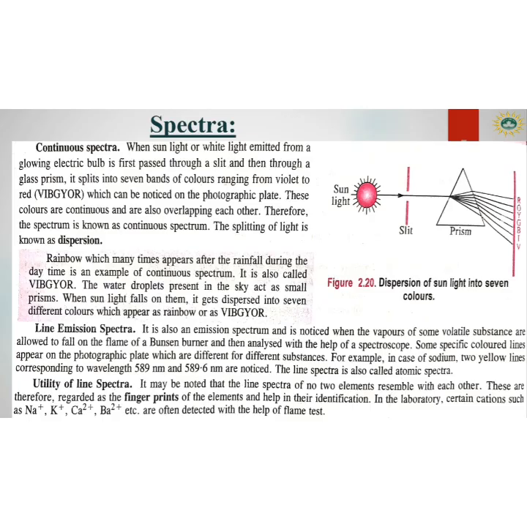Now, what is continuous spectrum? When sunlight or white light emitted from a glowing electric bulb is first passed through a slit and then through a glass prism, it splits into 7 bands of colors from violet to red, that is known as VIBGYOR. That is violet, indigo, blue, green, yellow, orange, and red, which can be noticed on the photographic plate. These colors are continuous and are also overlapping each other. Therefore, the spectrum is known as continuous spectrum.